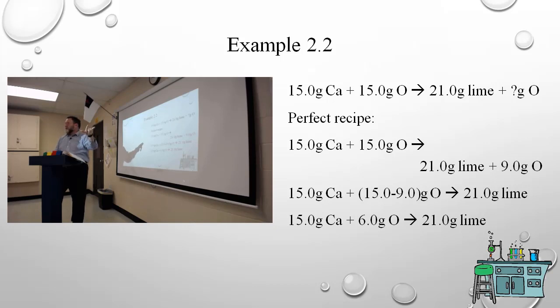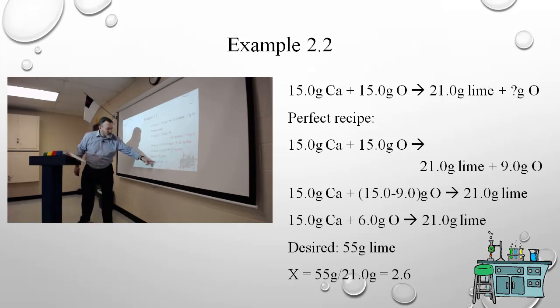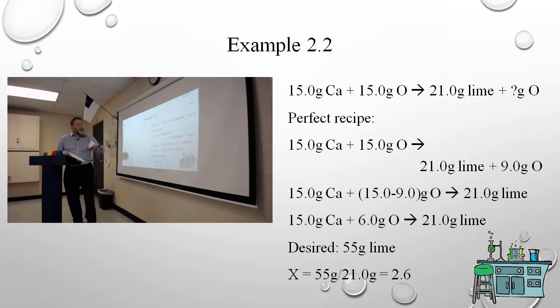I'm good to go. They say, okay, but no, you're not going to make 21. You need to make 55. Okay, how many batches do I need to make? I need 55 grams. So what we do is we take how many we need to make and divide it by how many we can make with the recipe we have. If I'm making 30 and I have a recipe for 12, 30 divided by 12 is 2.5. In this case, I have a recipe that makes 21 grams of lime. I'm asked to make 55 grams of lime.